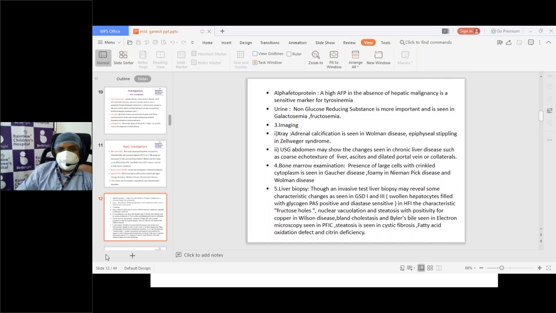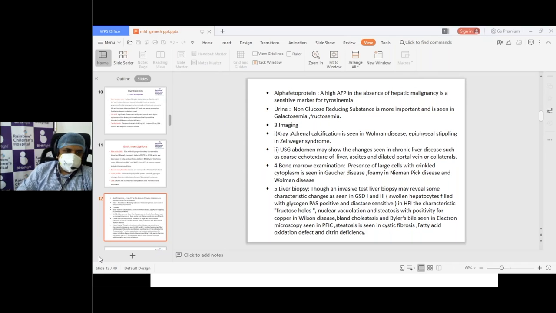Ultrasound abdomen, basically to see what is the consistency of the liver, whether it is a coarse parenchymal echo texture or a homogeneous echo texture, that may give us a clue about whether the liver has gone in for a cirrhosis or it's only a state of chronic liver disease. Right? Ascites and dilated portal vein or collaterals may point towards the diagnosis of a cirrhosis.